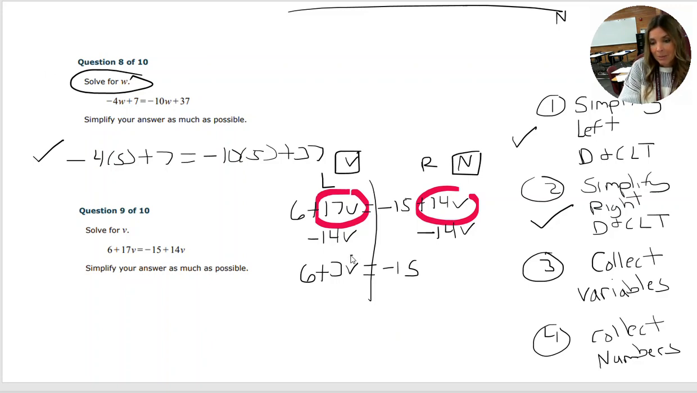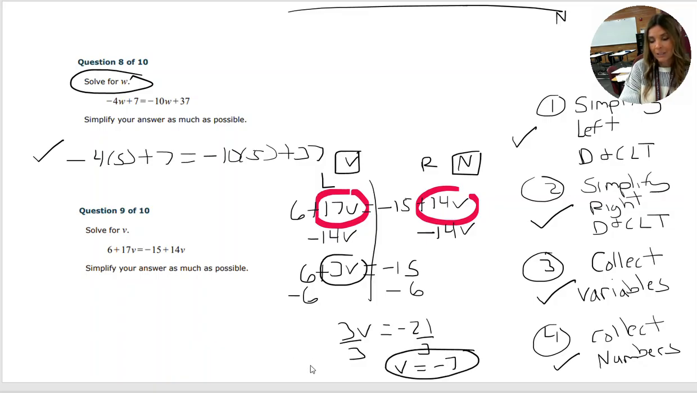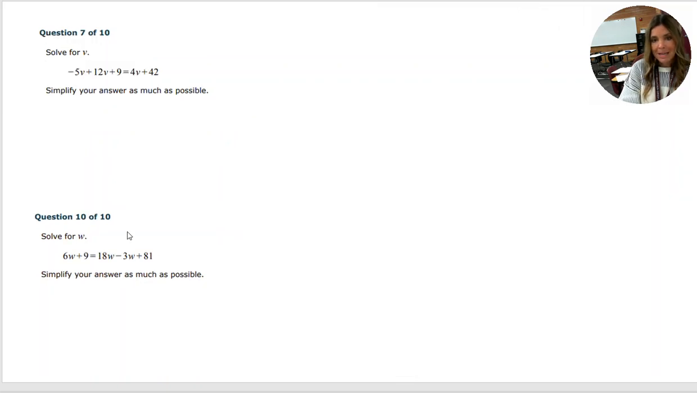Now here's my variable. It's being multiplied by 3, and 6 is being added to that. But remember, the next thing we do after we've collected the variable terms on the left side is collect the number terms on the right side, which means I need to get rid of the 6 from the left. So 3 times v equals negative 21. Divide by 3 on both sides, and we get v equals negative 7. Final answer.